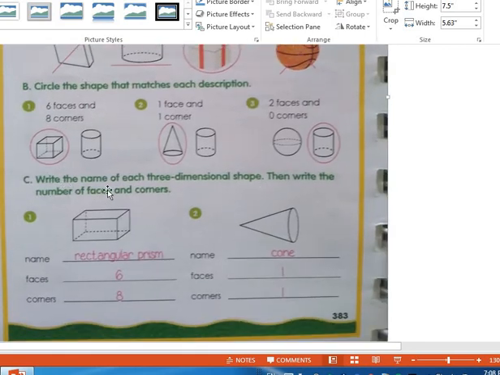Okay? Write the name of each 3-dimensional shape, then write the number of faces and corners. Okay. I now have to study well the names of the shapes and how many faces and how many corners they have. I have here the rectangular prism, right? How many faces here? Yes, I can count them, and they are 6 faces. 1, 2, 3, 4, 5 and 6, and the corners 8. Here I have a cone. How many faces? Just 1. And how many corners? Just 1.